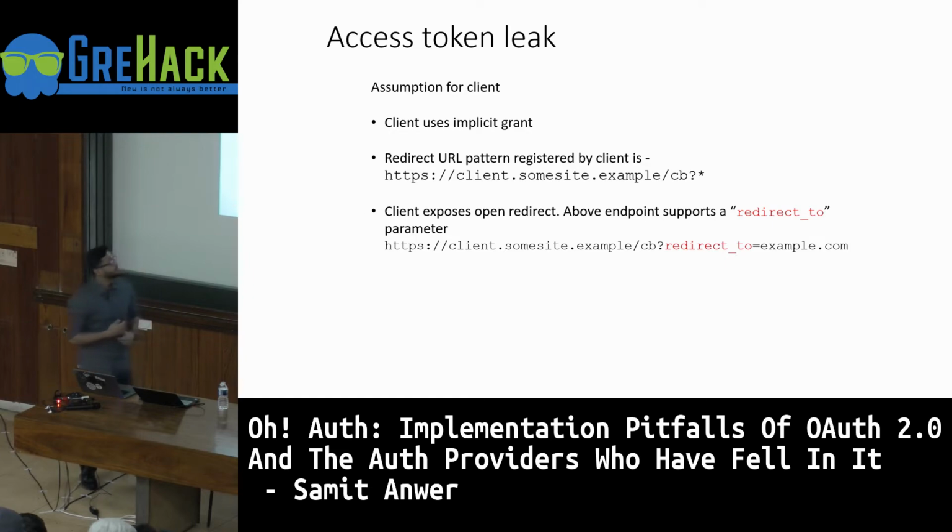Then I'm assuming here that the client has registered this particular URL with the auth server: client.somesite.example/cb?. So there's a wildcard at the end, and this wildcard will be misused by the attacker, and we'll see how. And the client supports open redirect at this particular endpoint with the help of a redirect_to parameter. So basically, if you hit this endpoint, you will be redirected to example.com.